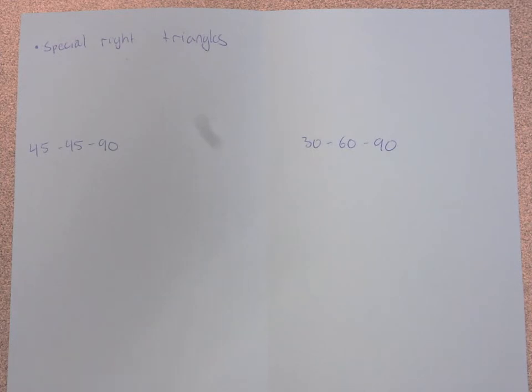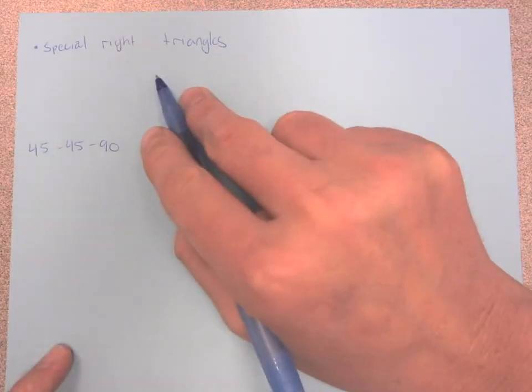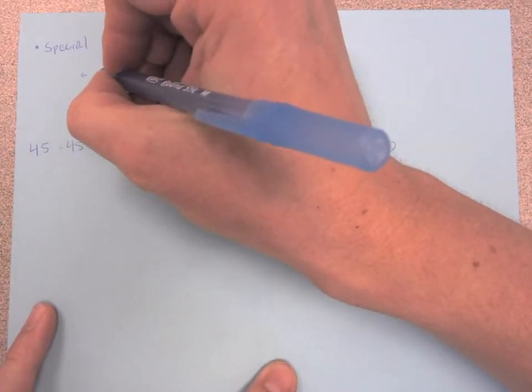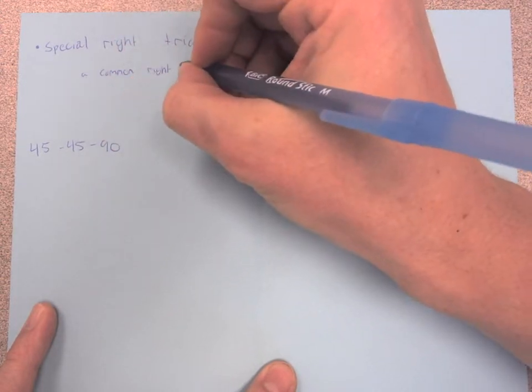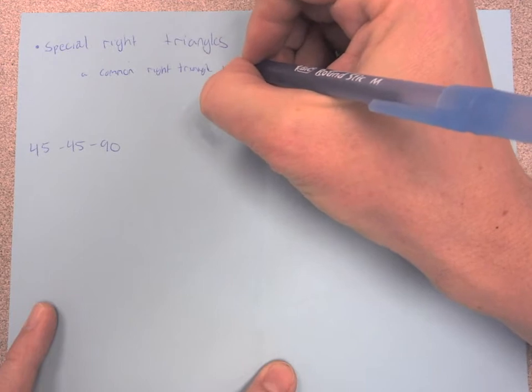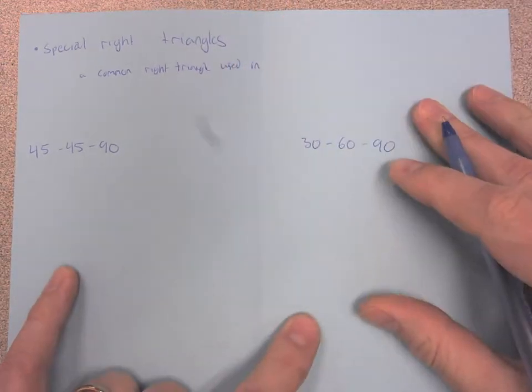Okay, first of all, what is a special right triangle? Of course, a right triangle means that it has a 90-degree angle. But a special right triangle really is a common right triangle. It's a right triangle that we use often in art, construction, architecture, design, things like that. You'll see it all over the place.